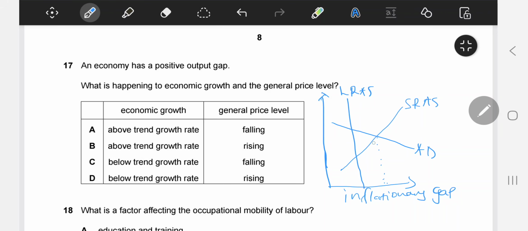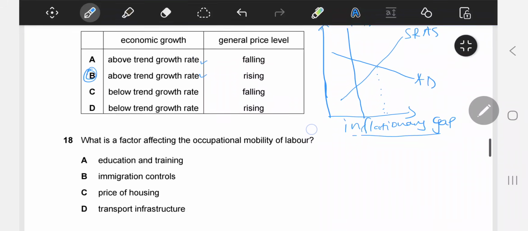And so growth will be above trend for this particular question. So economic growth will be above trend, and the general prices will probably be rising because it's also called an inflationary gap. So for 17, I think B is the closest to what we are talking about there.